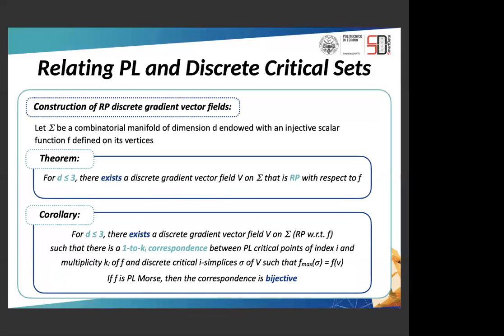So we have seen that under the assumption that we have a gradient vector field which is relative perfect, this correspondence is realized. And one can ask, yes, but how easy is it to realize this hypothesis? And we propose in our paper a strategy in order to build a relative perfect gradient vector field for simplicial complexes up to dimension 3.